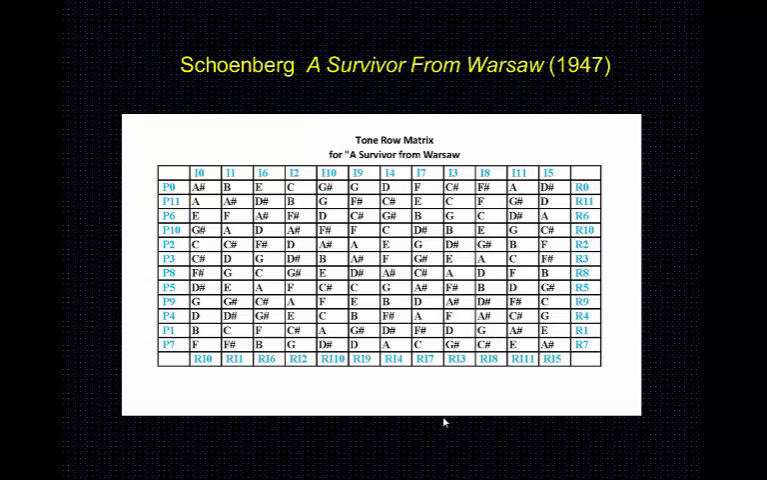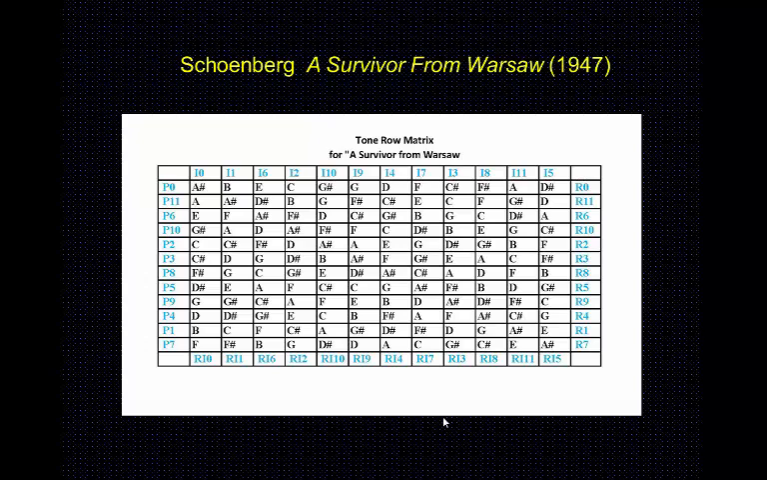Each row, original, retrograde, inversion, and retrograde inversion, can all be transposed to begin on any of the 12 pitches. This is how we come up with the 48 different rows. This is the matrix generated by the original row for A Survivor from Warsaw.